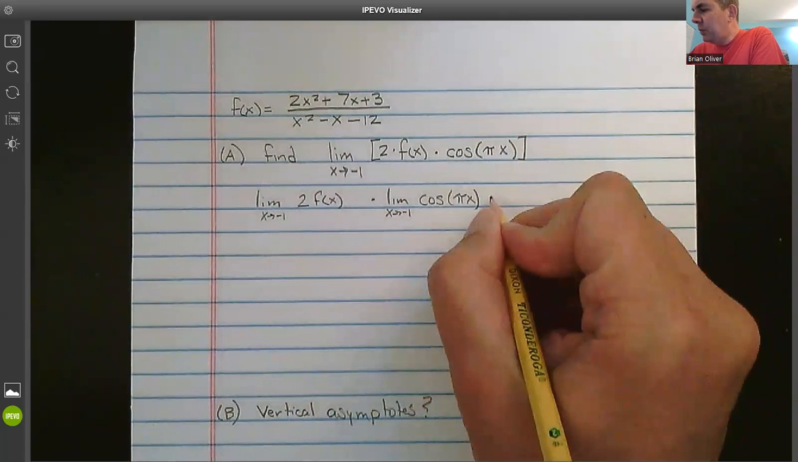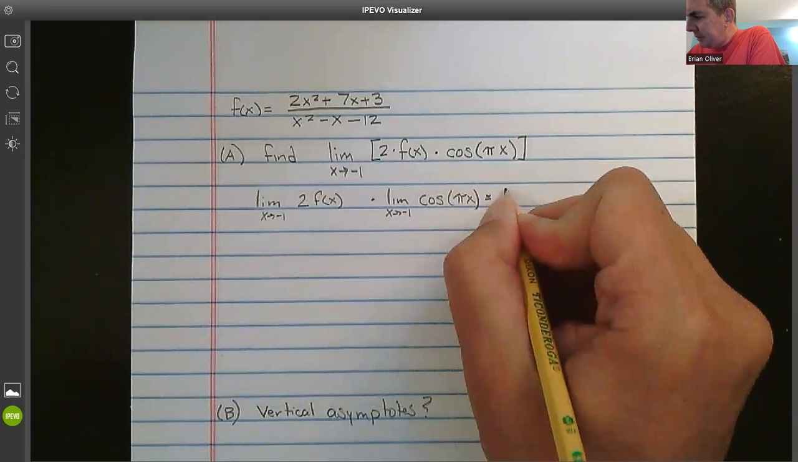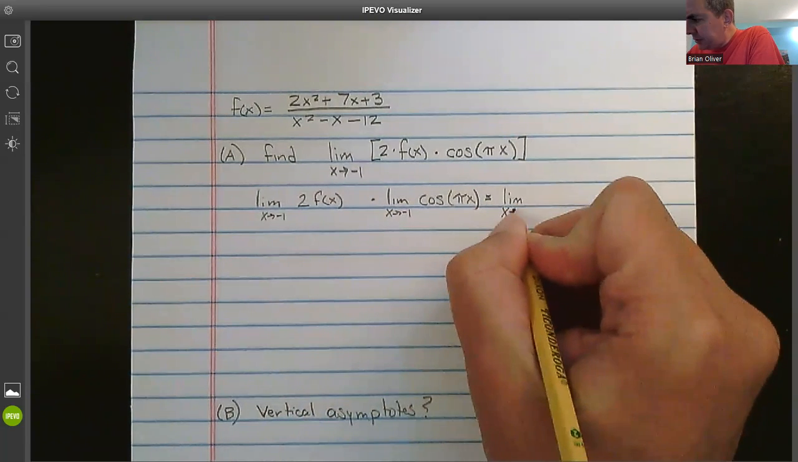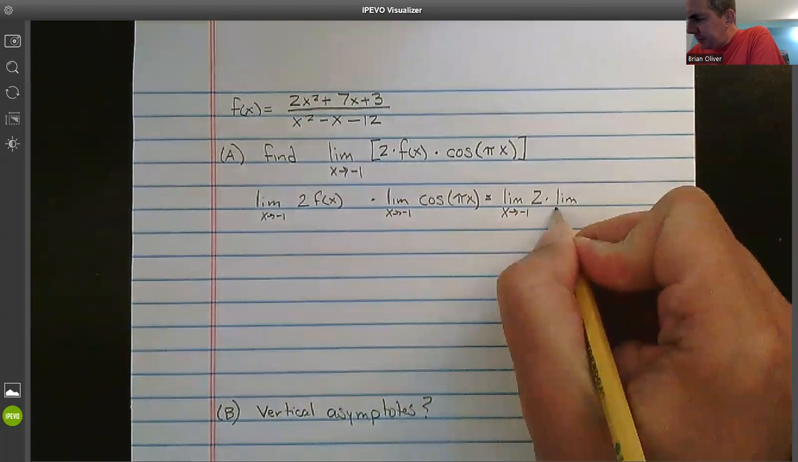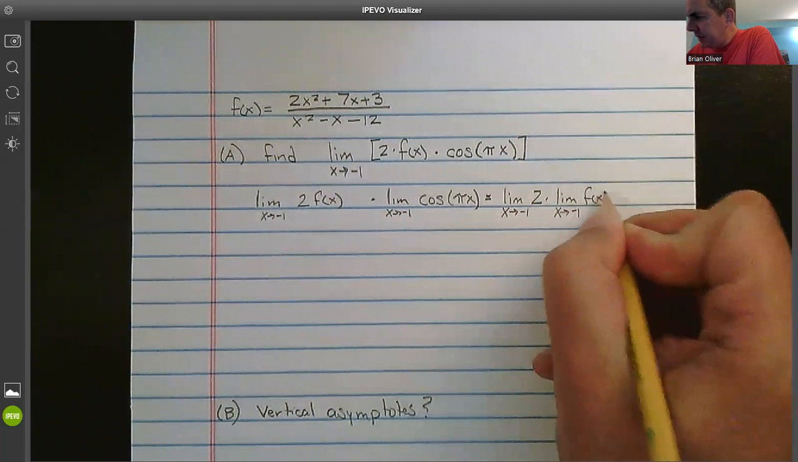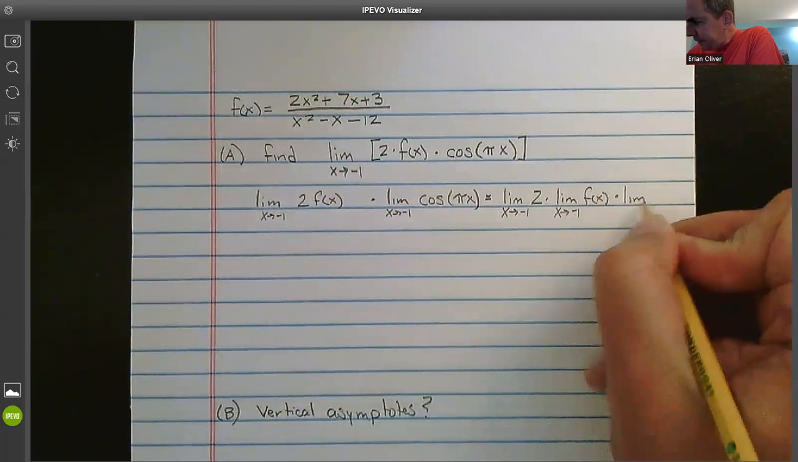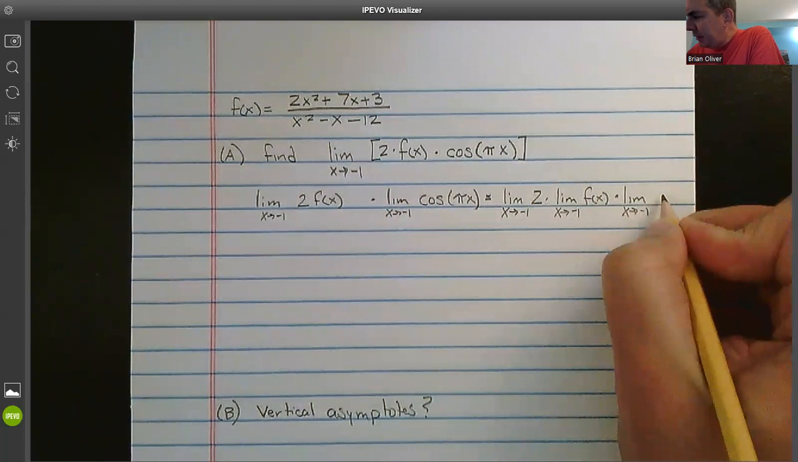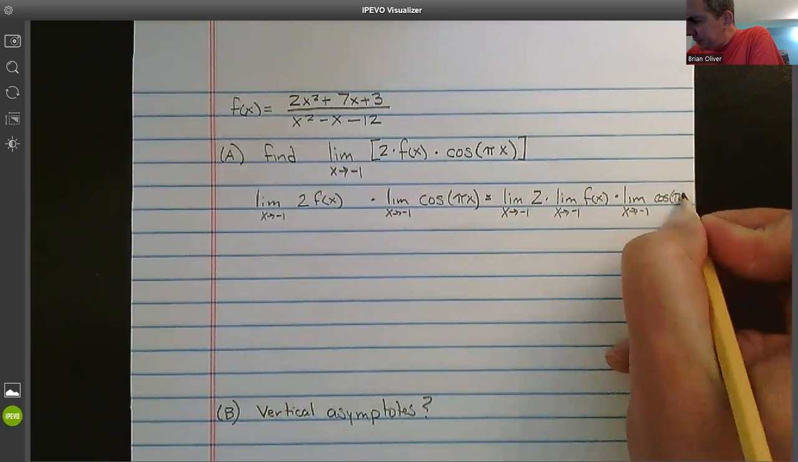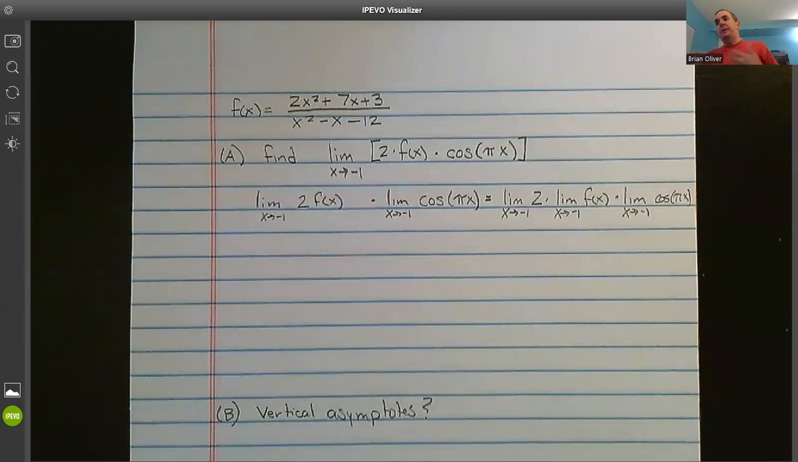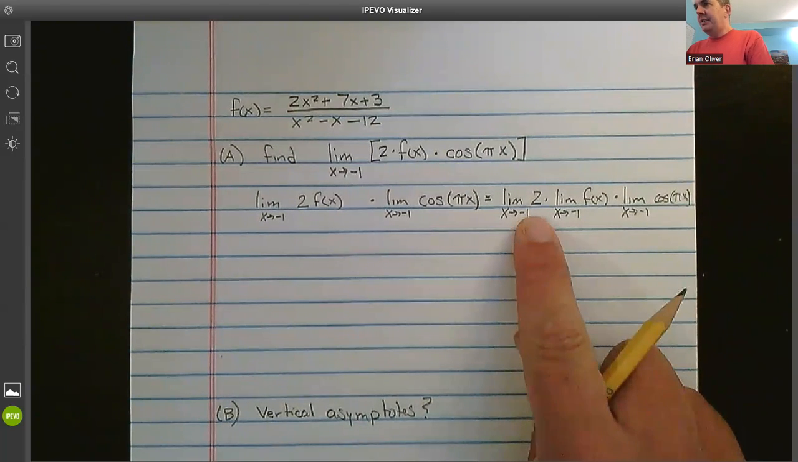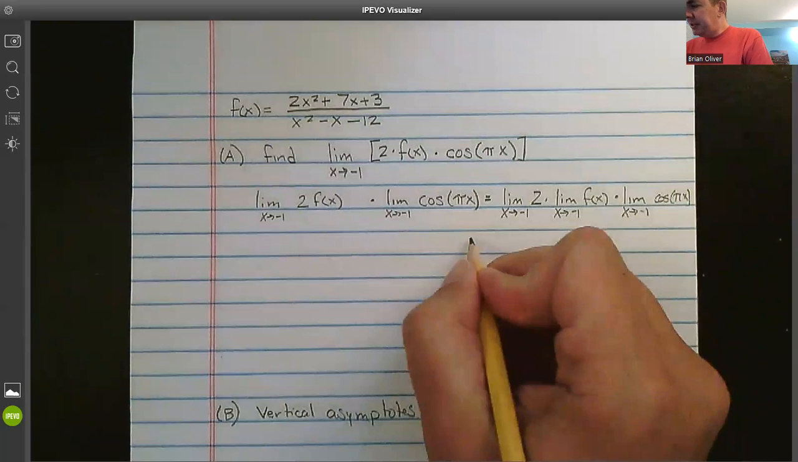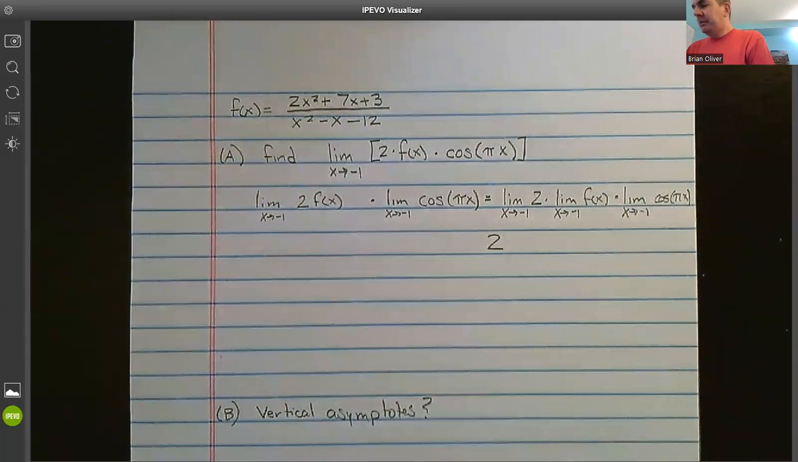And realistically, if I even wanted to take it one step further, I could do this: the limit as x approaches -1 of 2 times the limit as x approaches -1 of f of x times the limit as x approaches -1 of cosine pi x. And the first rule should be, you should just try substituting. So the limit of a constant is equal to the constant. So this first piece would definitely be a 2.